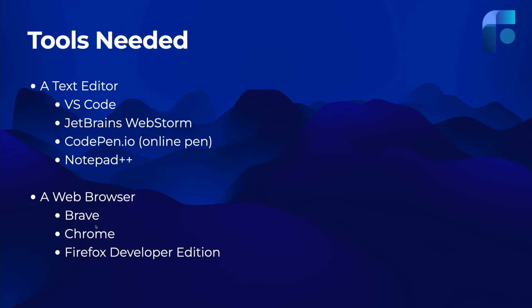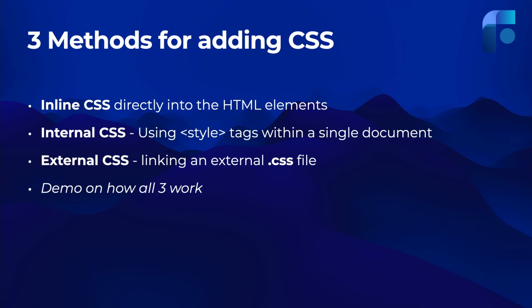Take it or leave it, but you do need a web browser and you do need a text editor to work on CSS. Now, what are the 3 methods for adding CSS? So this is how you actually add CSS to, let's say, for example, your HTML page. Now, you've probably started learning HTML. You've probably looked at HTML documents, but now we need to style it. And there are 3 ways we do it.